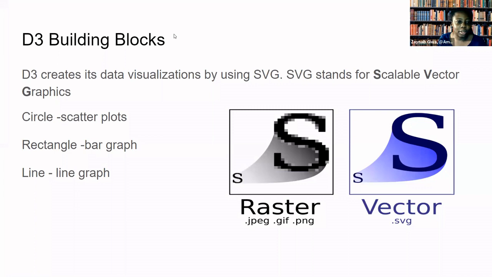There are certain SVG elements that you can use to create graphs. There's a circle, which you can use to make scatter plots. There's a rectangle, where you can make bar graphs, and there's a line, where you can make line graphs. So you can think of these as your geometries if you're coming from a ggplot background.